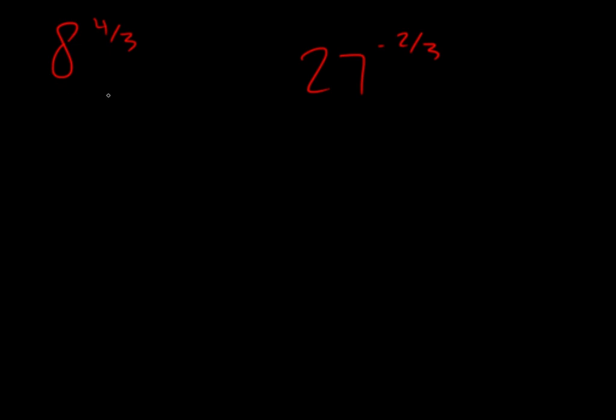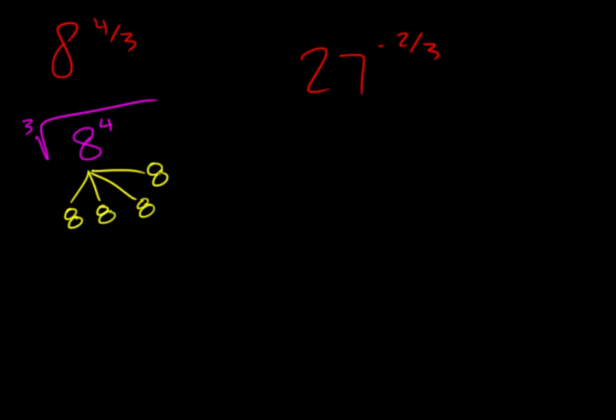And what we want to do here, we want to first put it under a radical symbol. And so that's going to be 8 to the 4th, and it's going to be a cube root. What we're going to do is say, well, 8 to the 4th could be written as 8 times 8 times 8 times 8, like that. And then 8 can be written as 2 times 2 times 2. Actually, I take it back. Let's do it this way.